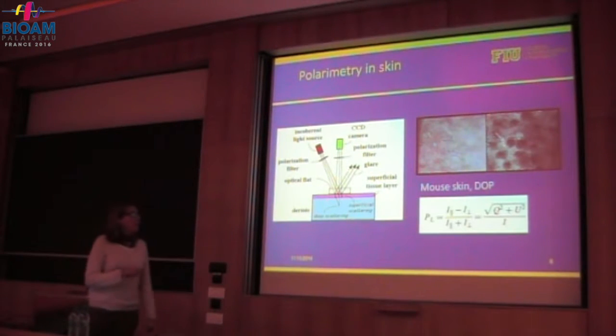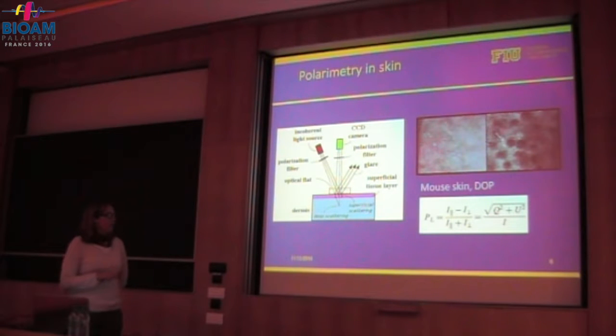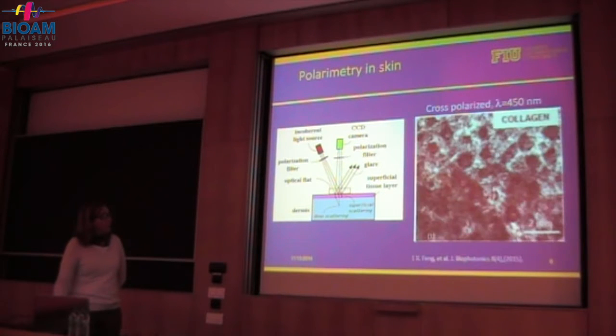But even with a super simple model early in the day, this is Steve Jacques' example of co-cross polarimetry and obtaining a simple co-cross polarization image. You could already see this collagen orientation within the skin, and even better, shown by others, if you use very short wavelengths and a small area, this is about 2 millimeters, you can start showing this collagen arrangement within the ultrastructure of the skin.